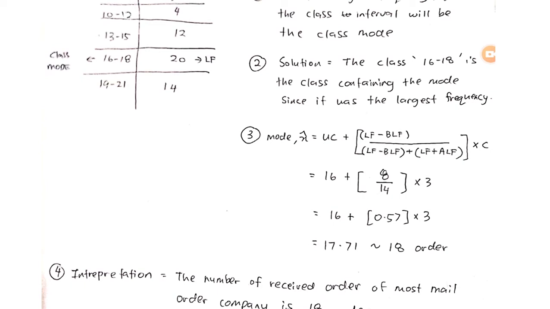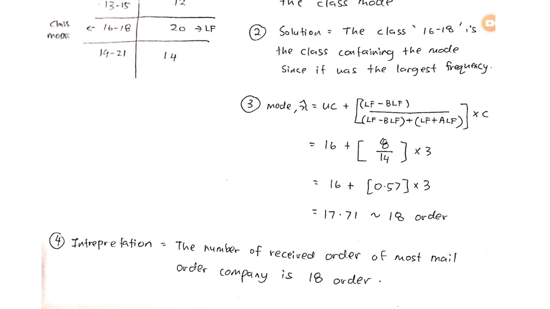So 3 is C. After that, we just need to input the information that we get from the table into the formula and make the calculation. As you can see, the result of the calculation is 17.71, and after we round off, we get 18. So the final answer is 18 orders. For the interpretation, the number of orders received by most mail order companies is 18 orders. So that's all from me.